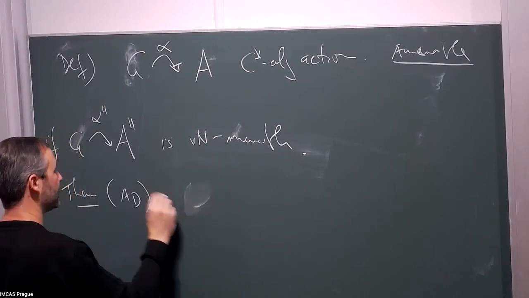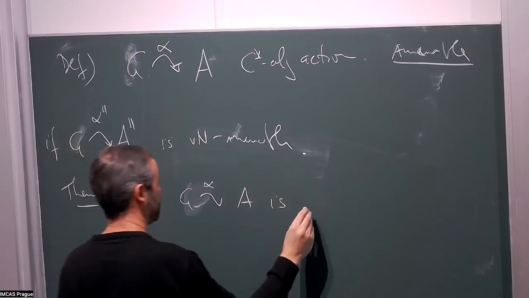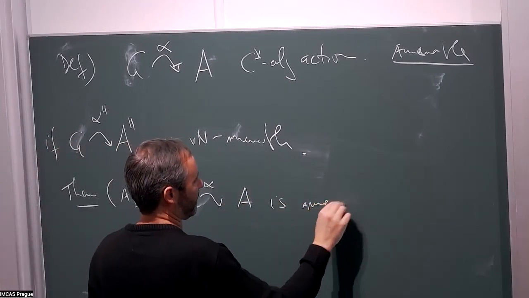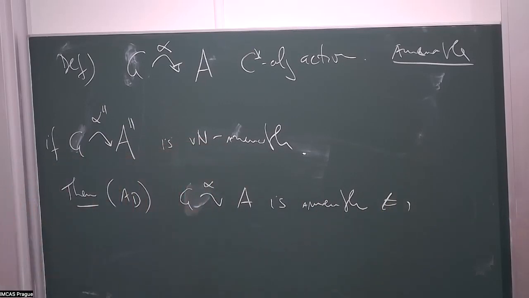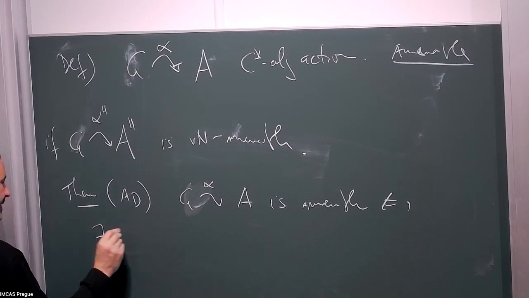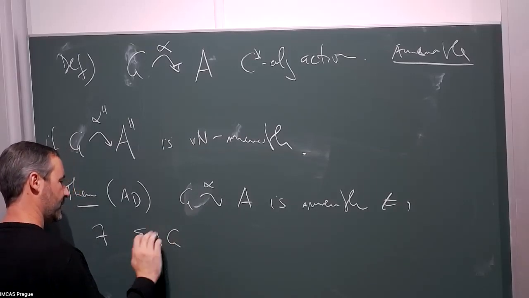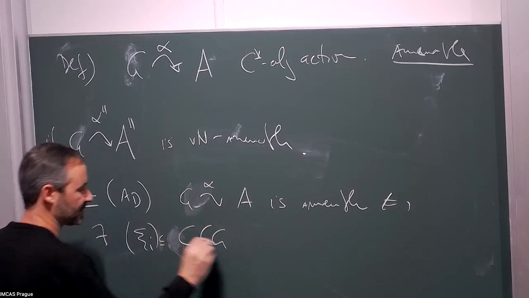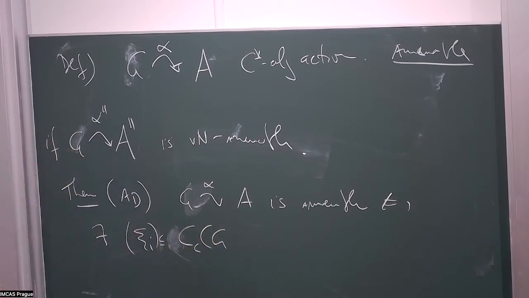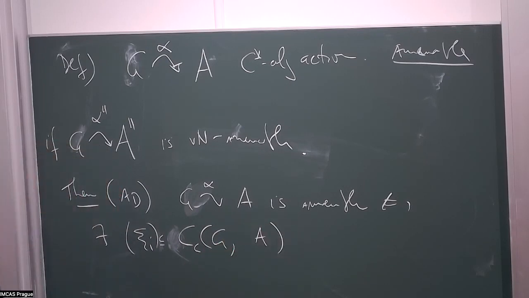this action is amenable. So one can get similar conditions to the theorem that relates amenability of groups. So there is a net, a net as before. So we had functions on G. There it was just scalar functions. Here we take values in the algebra.